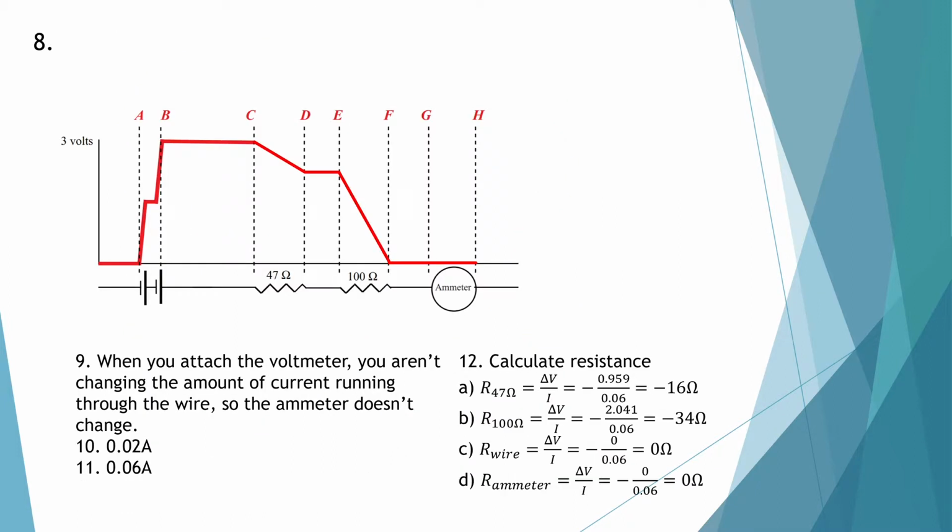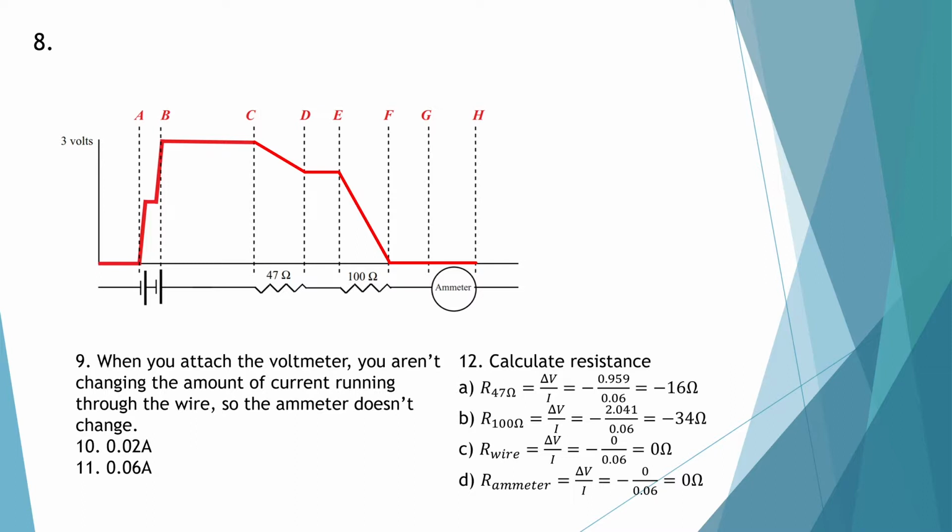For part 8, we were graphing the potential versus the position around the circuit, so that's what it shows there, and I just added on to the graph that we were given. And then when you attach a voltmeter, it's not going to change the amount of current because it's not adding anything, so it's just going to continue moving around.